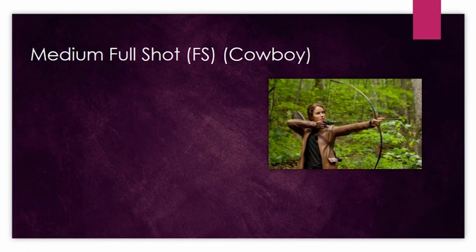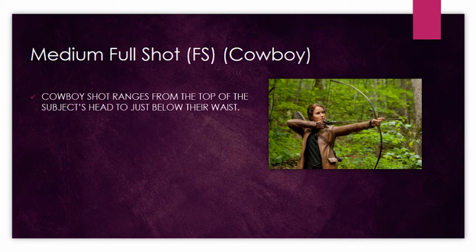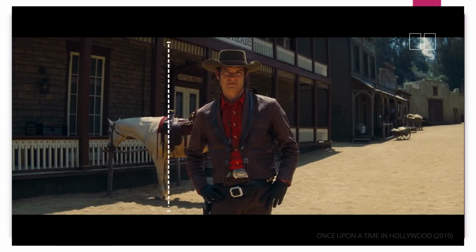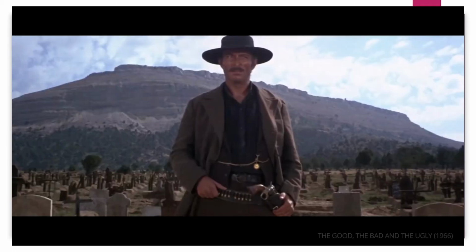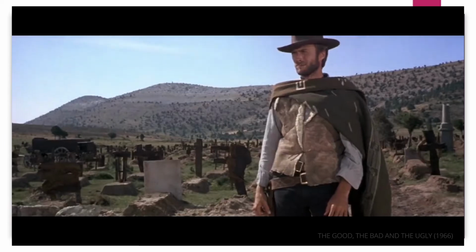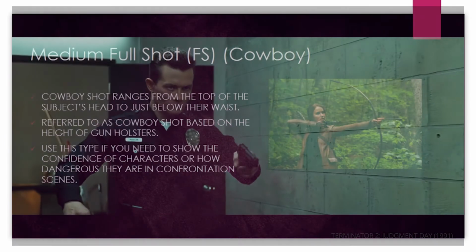Another FS type, but it's not called the full shot, it's called the medium full shot. And as an easy way for you to recognize it, we call it the cowboy shot. The cowboy shot as a composition ranges from the top of the subject's head to just below the waist. It is referred to as a cowboy shot because it's based on the idea that the shot will use the height of the gun holsters as a way of drawing the boundary of the scene.